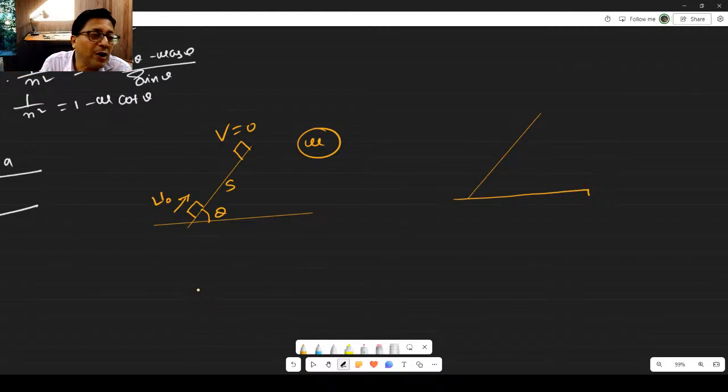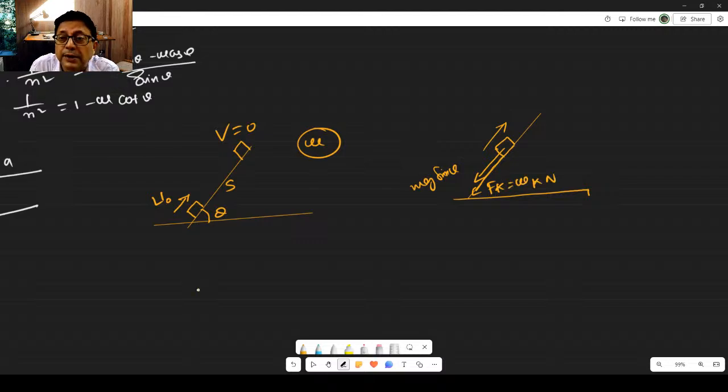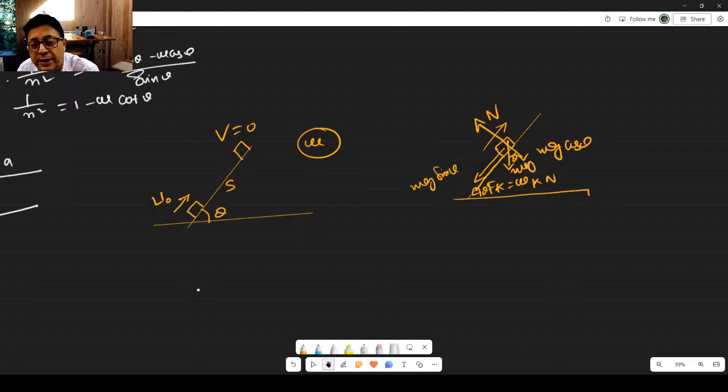Yes. What is the retardation here? This retardation is assumed to be uniform. At any instant when it is going up, what are the forces acting on it? The normal force and frictional force. That N will be what? You know it very well. This is mg. This way it will be mg cos theta, and this is mg sin theta, I have written. Clear?